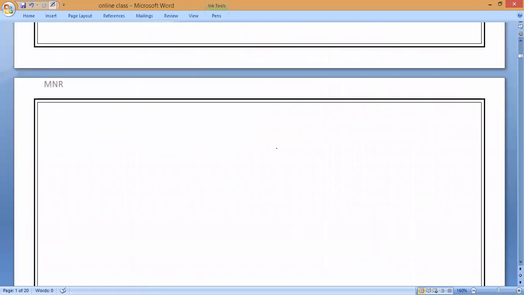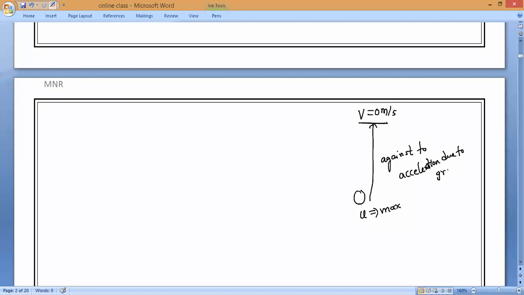As we all studied, when any object is thrown upwards, what is the initial velocity? Anybody can tell me? When any object is thrown upwards, yes, the initial velocity is maximum. After reaching a certain height, what is the final velocity? Zero. Now, is it against gravity or towards gravity? Against the acceleration due to gravity. So is it negative or positive? Negative. Do you remember, everybody? This is for an object thrown upwards. Do you understand, all of you?